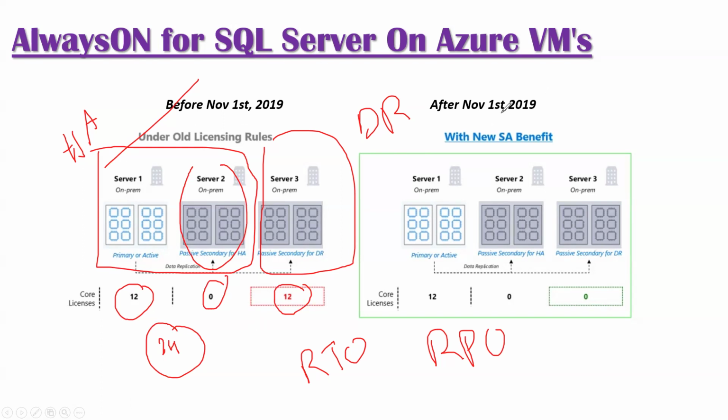But since November 2019, Microsoft is offering that you need to pay only for 12 cores. You no need to pay for DR, you no need to pay for the secondary. From November 2019 onwards, Microsoft enhanced the licensing using software assurance benefits. With the new software assurance benefits, Microsoft enhanced the licensing for HA and DR. Not only this, sir, Microsoft has also enhanced other things.